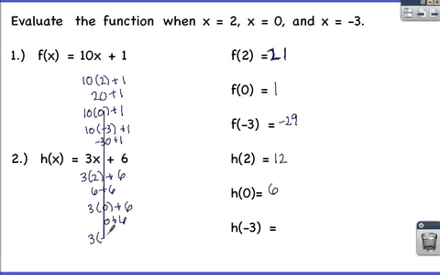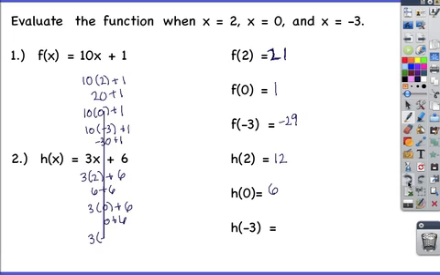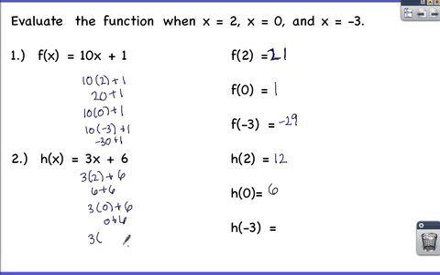And finally, we input our negative 3, and we find that the output is negative 3 when the input is negative 3.